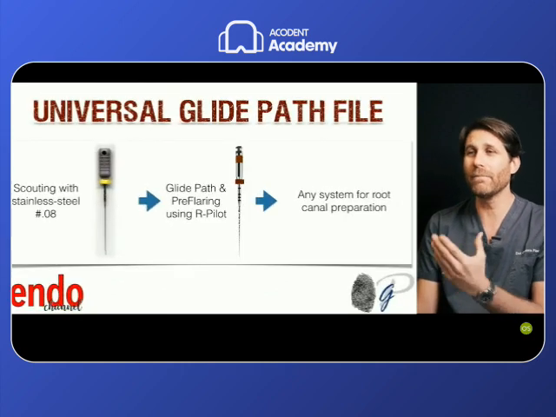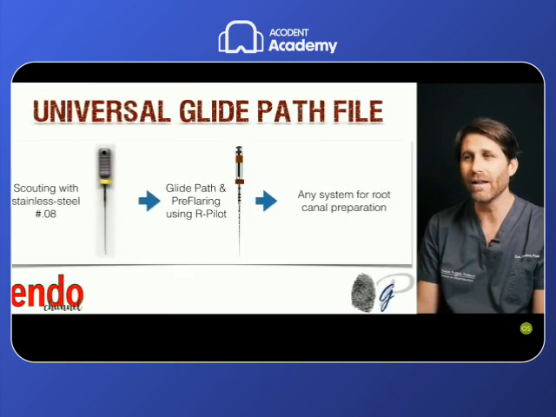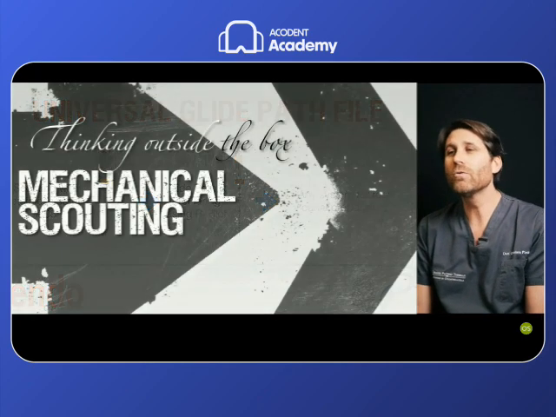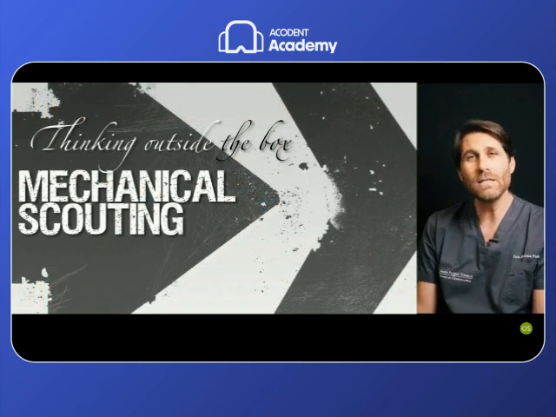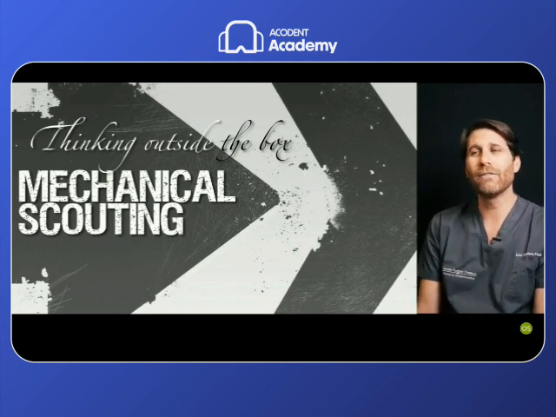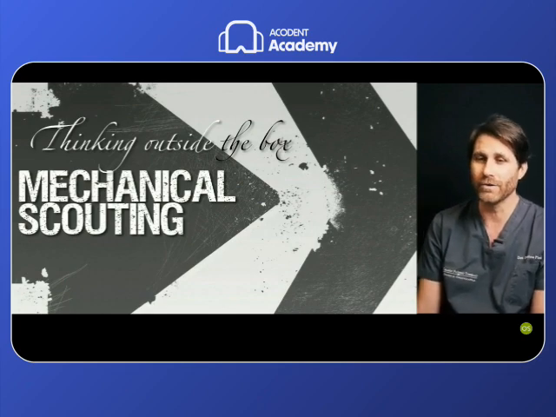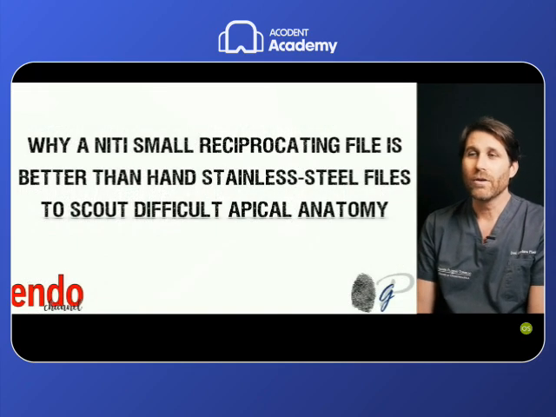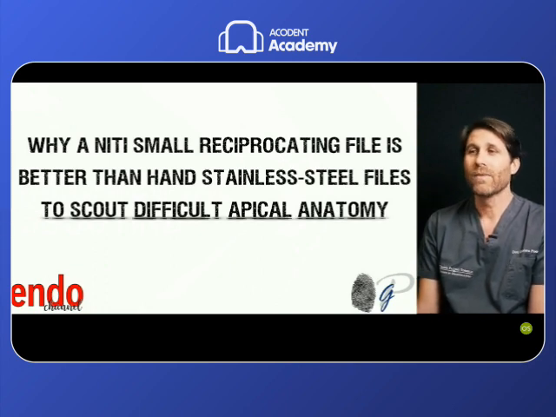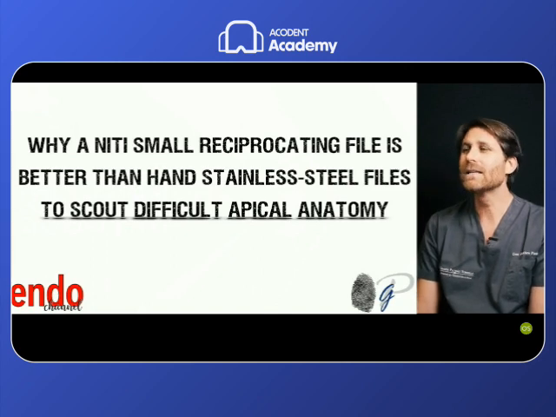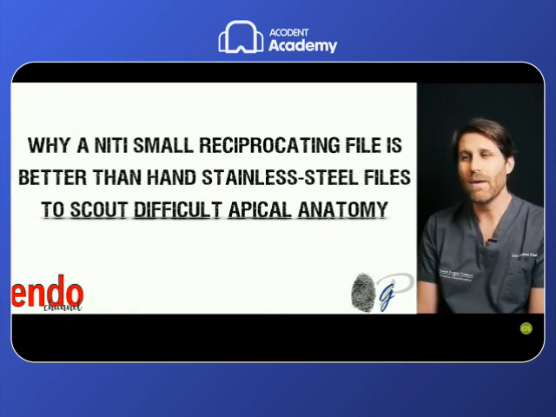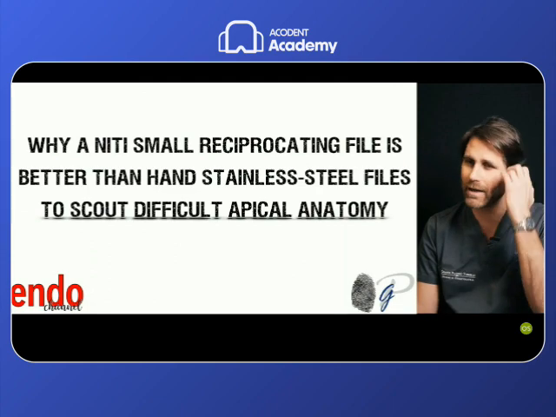And other than being a universal glide path file, as we described at the beginning of this lesson, if we want to think outside the box, this will also become a file for mechanical scouting directly inside the root canal without any hand file before, up to the apical third. Because I will try to explain why a nickel-titanium small reciprocating file is better than a small hand stainless steel file to scout difficult apical anatomy.